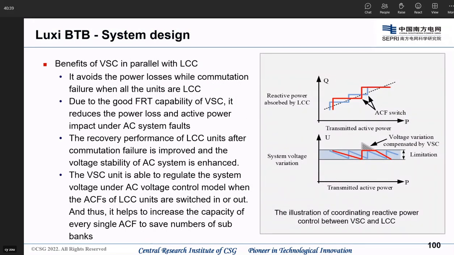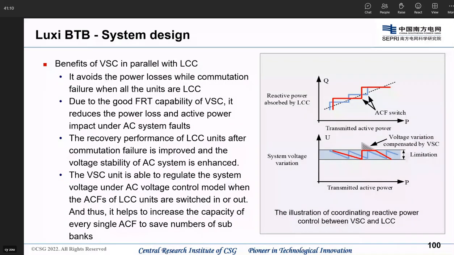There are a lot of benefits by paralleling VSC with LCC. Firstly, it avoids the power loss from commutation failure when all the units are LCC. Secondly, due to the good fault ride-through capacity of VSC, it reduces the power loss and active power impact on the AC system faults. Thirdly, the recovery performance of LCC units after commutation failure is improved and the voltage stability of the AC system is enhanced.